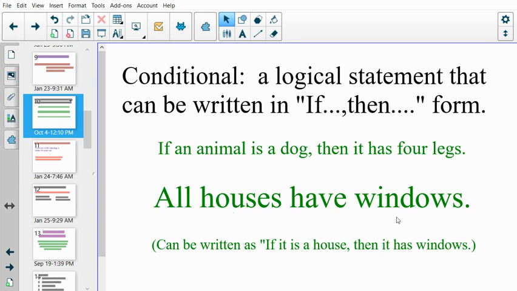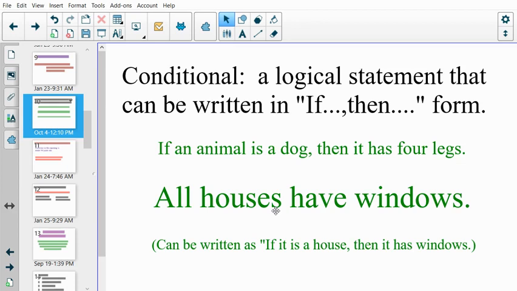If this, then that. Now, is this true? All houses have windows? Well, I don't know. Maybe there's a house somewhere that doesn't have windows. Maybe there's a house that is underground and doesn't have windows. Maybe there's a house somewhere down in the southeast where they've got hurricanes coming in and they don't want to have windows because they keep getting broken, and so they put up plywood or something like that, and so they don't have windows anymore.